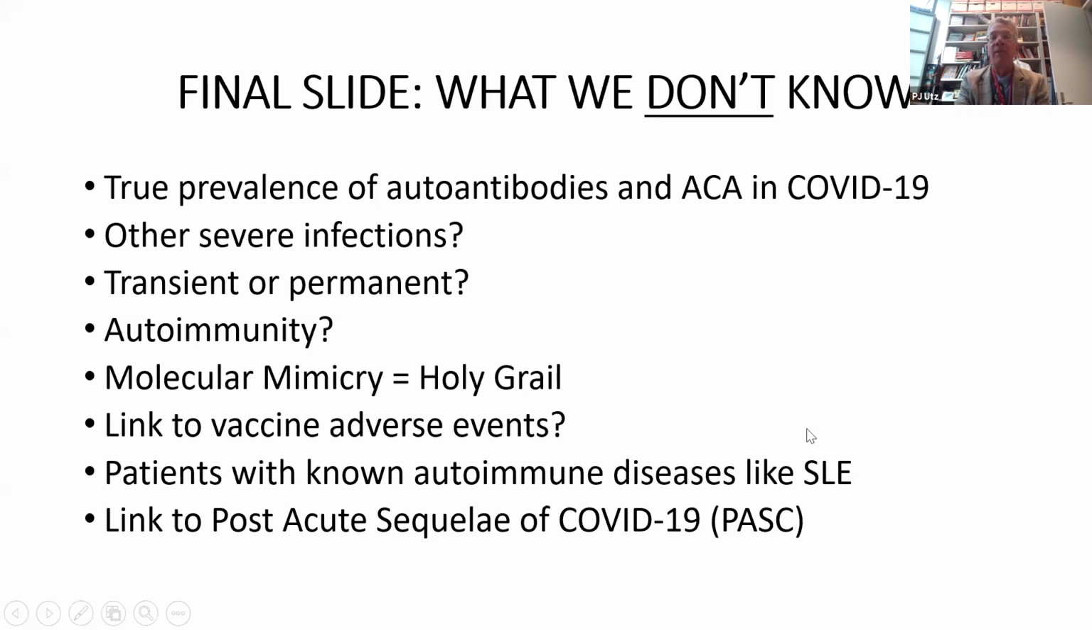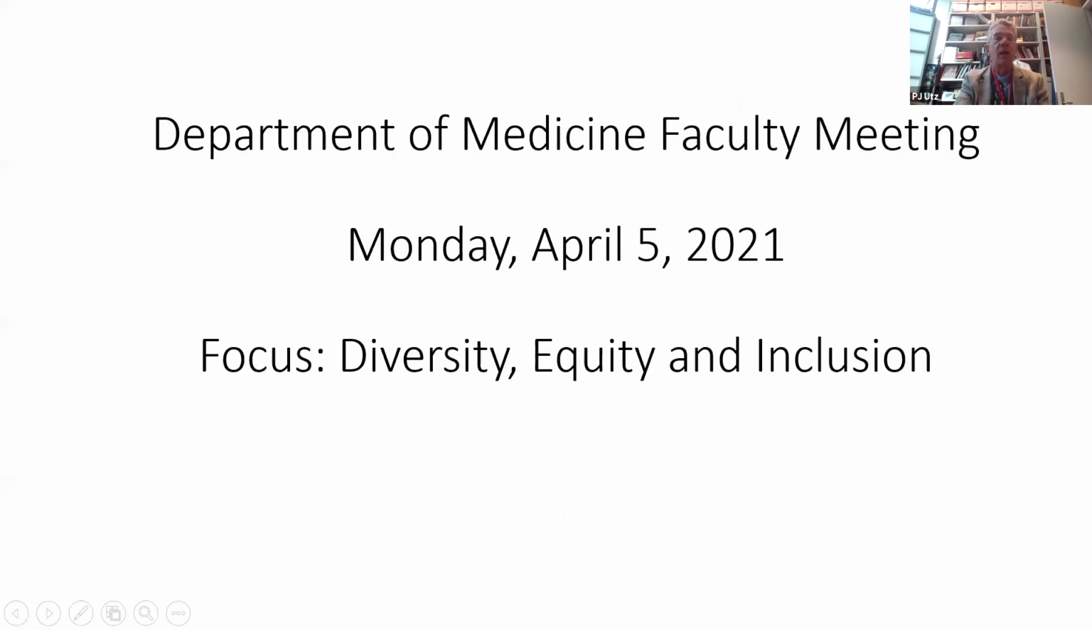We don't know what happens with patients with autoimmune disease in COVID-19. This is a very open question. So are these patients more likely to get severe disease or not? And is there a link to post-acute sequelae? So I'm going to end now and take questions.